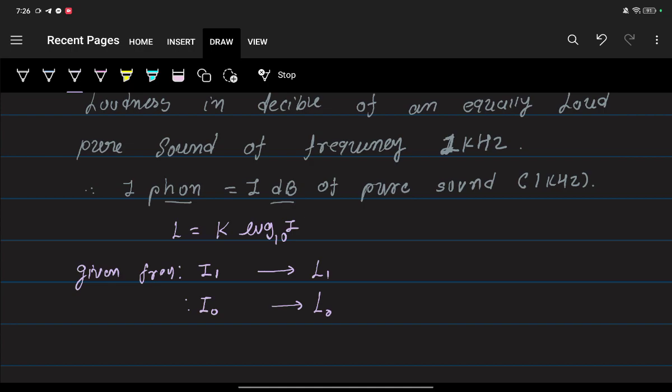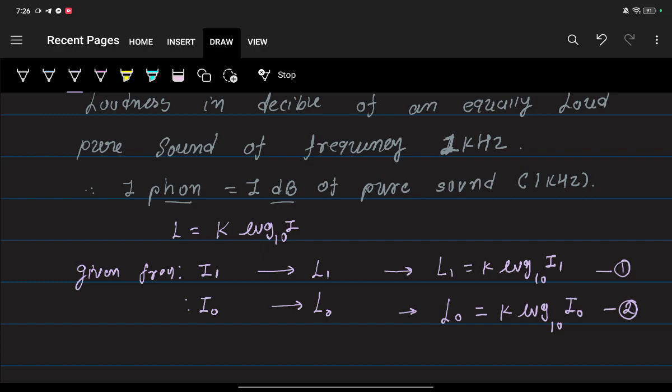So we can write this equation for the given data: L1 is equal to K log I1 to the base 10, and L0 is equal to K log I0 to the base 10. These are the two equations, right?